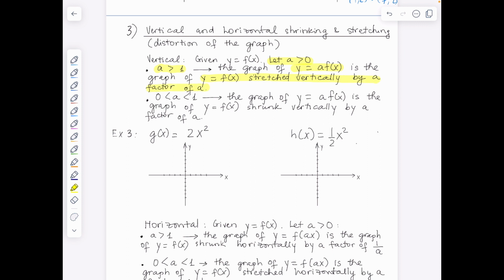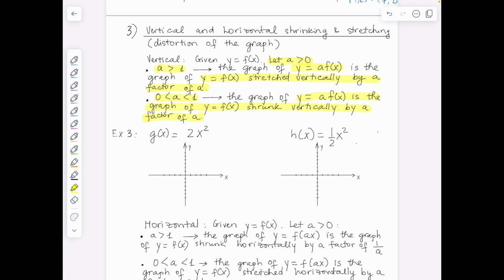And then if a is between 0 and 1, so it could be like 1/2, 1/4, and so on, then the graph of y is equal to a times f of x is the graph of f of x shrunk vertically by a factor of a.